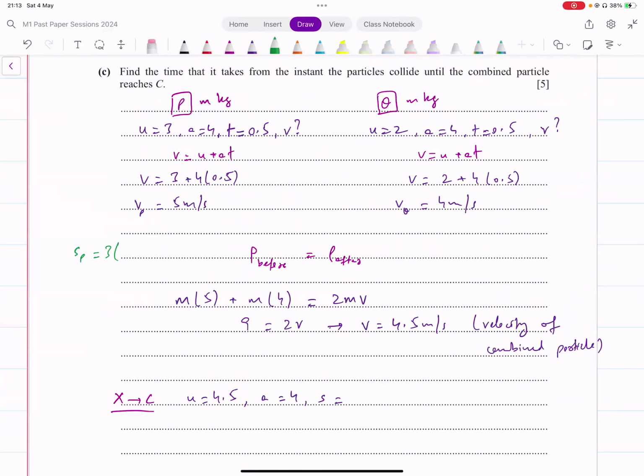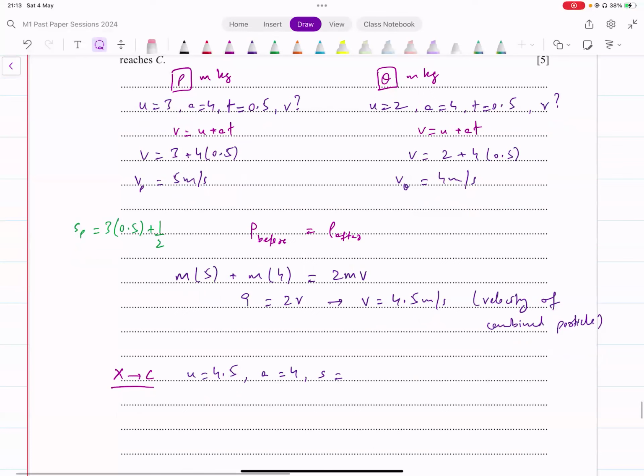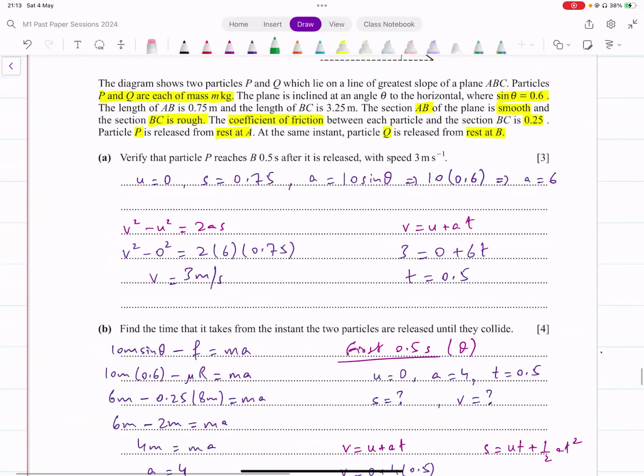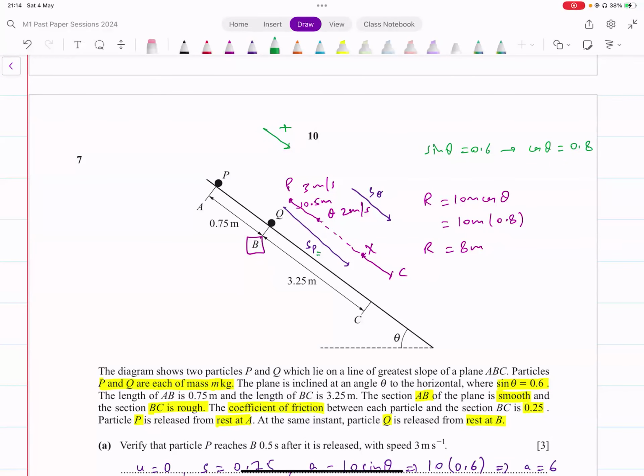Initial velocity was 3, time taken was 0.5 plus half into A, which is 4, into time, which is 0.5 squared. What do you get for this? Displacement of P. 3 into 0.5, that's 1.5, plus 2 into 0.25. That's giving me 2 meters. So this point X is basically 2 meters. This distance is 2 meters. So what's that remaining distance from X to C? That remaining distance is 1.25 meters.